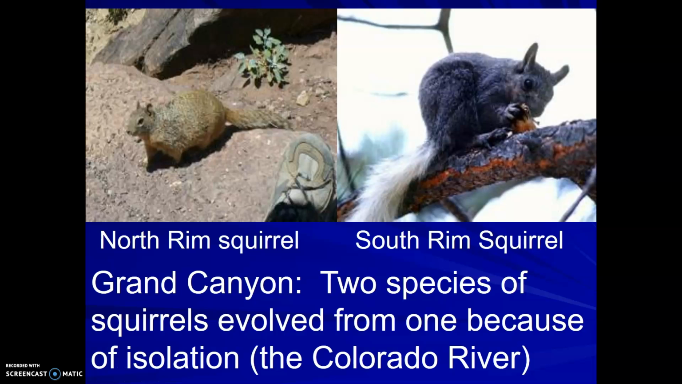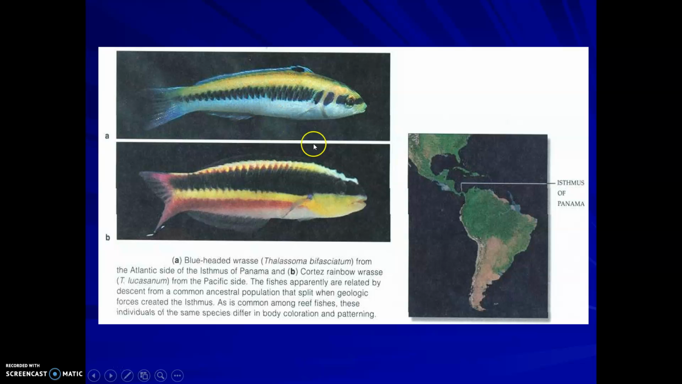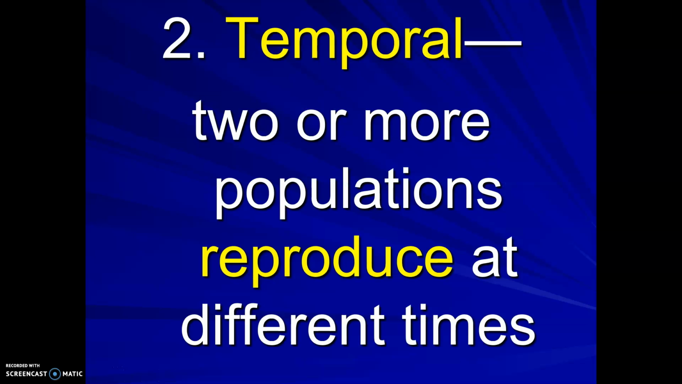This one's really interesting. This happened when the Grand Canyon formed. Two species of squirrel, they were the same, but eventually they evolved from one because of isolation. The river, they couldn't interbreed, so you can see they're even different colors. They have a different diet now. Same thing with this type of fish. This formed the Isthmus of Panama, and they're on different sides now. And same thing, they can't interbreed. They're different colors, different diet.